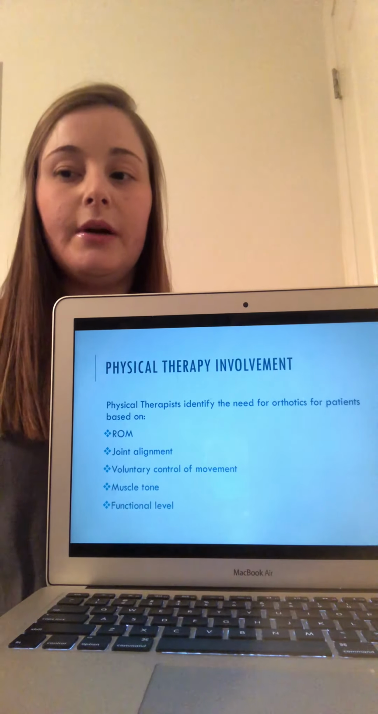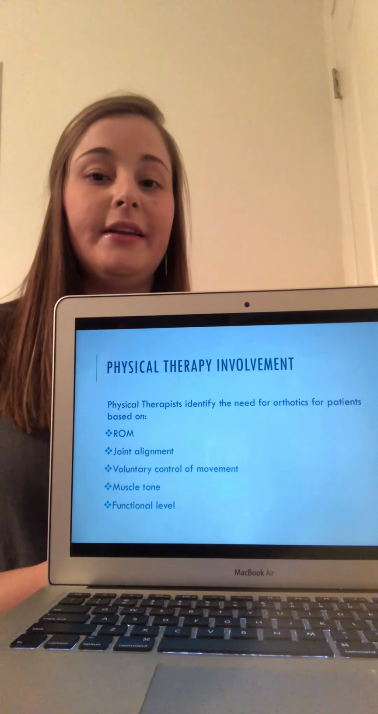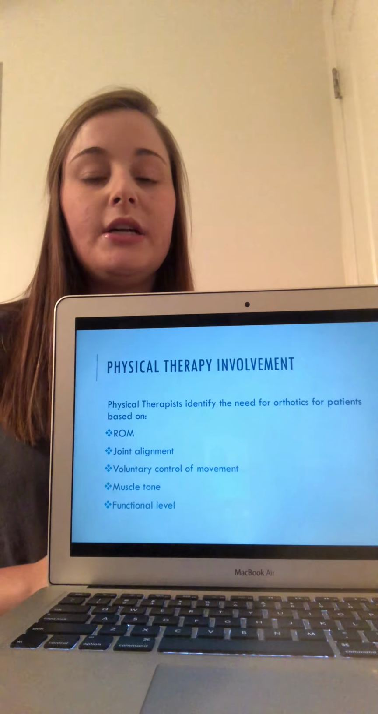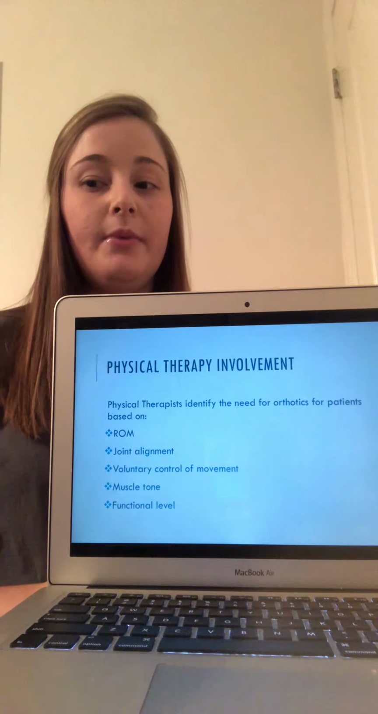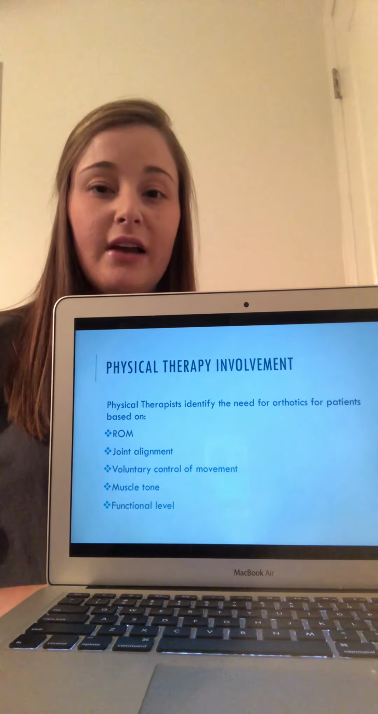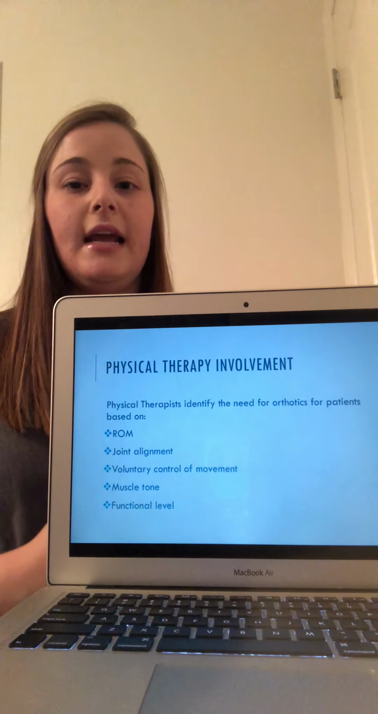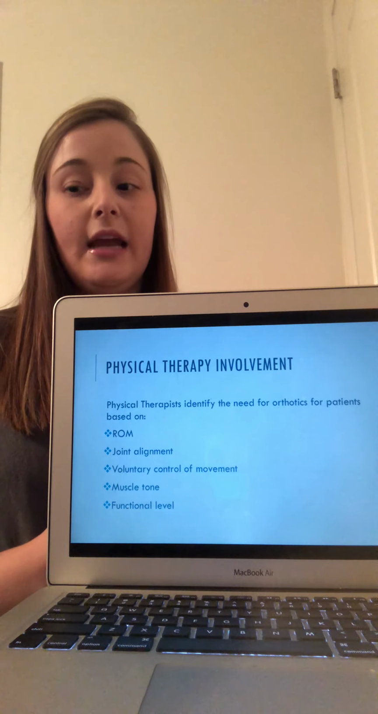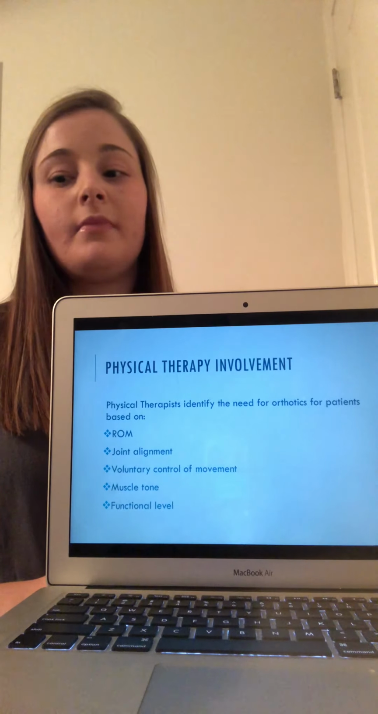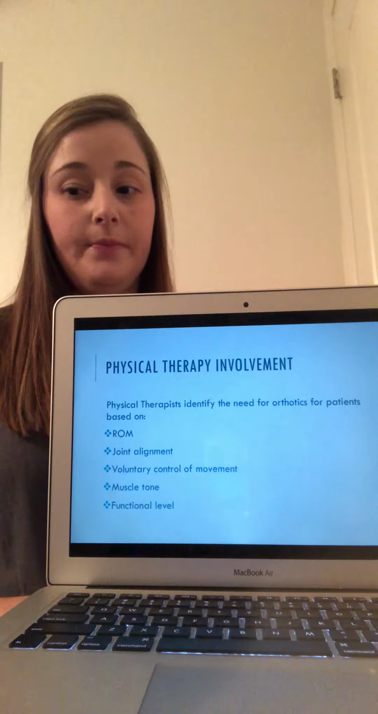So you might ask, what does physical therapy have to do with orthotics? Physical therapists are going to identify the need for the orthotics based on a patient's range of motion, joint ability, joint alignment, voluntary control of their movements, their functional level, and their muscle tone. Us as physical therapist assistants and physical therapists, we cannot fit or make the orthotic. We just recommend that they need one. So the patient will have to go see an orthotist to have it fit and made just for them.